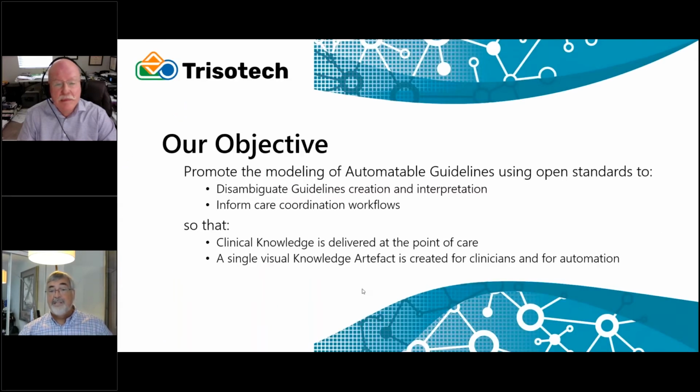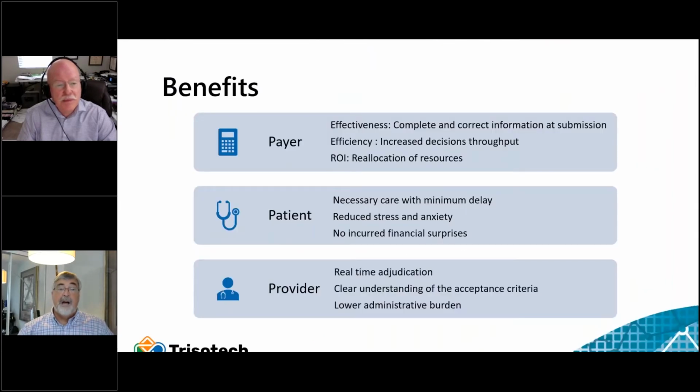Our objective in using these automatable guidelines is to disambiguate traditional narrative guidelines that are often prone to many interpretations. In using the automation, we aim to offer the right knowledge at the right time during the flow of care. These automatable pre-authorization guidelines have many benefits to the various stakeholders, the payers, the patients, the providers. In particular here for the payers, they ensure that we get complete and correct information at submission, therefore increasing the decision throughput and allowing reallocation of resources.